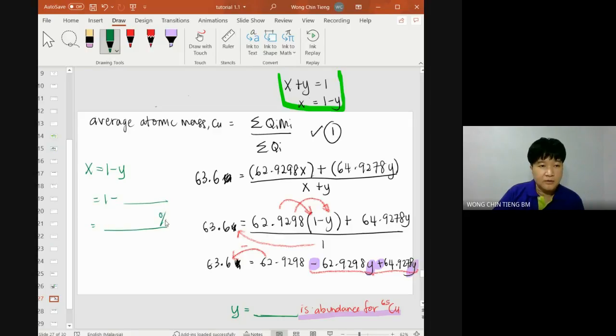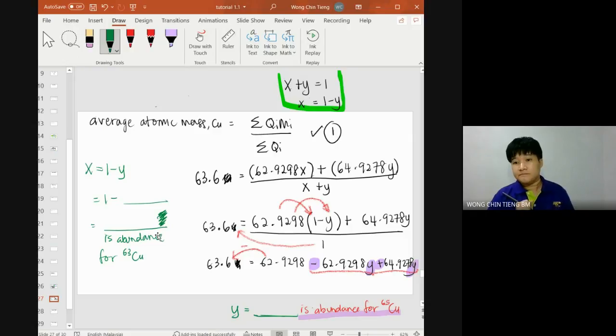This one, oh bukan persen, sorry. Alright, bukan persen. The eraser doesn't like me at any point, okay? So 1 minus Y, you have your answer over here is your X. Same thing, you need to label that is abundance for copper 63. Label. Yang ni saya tekankan. Sangat. Okay.